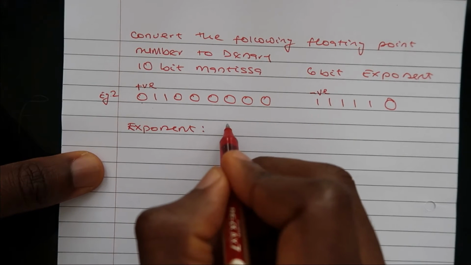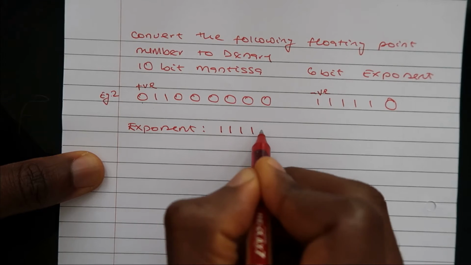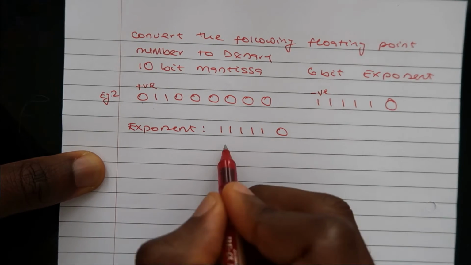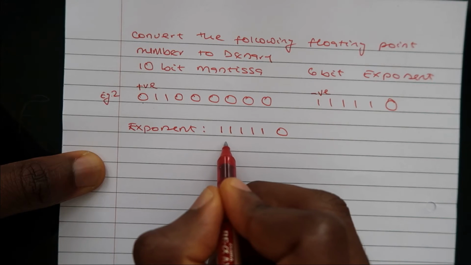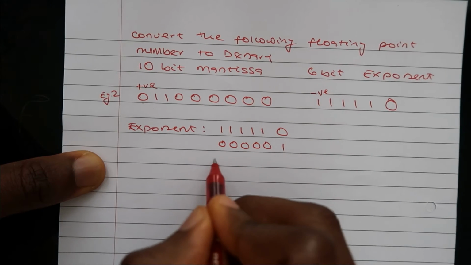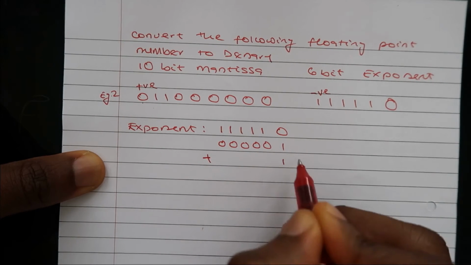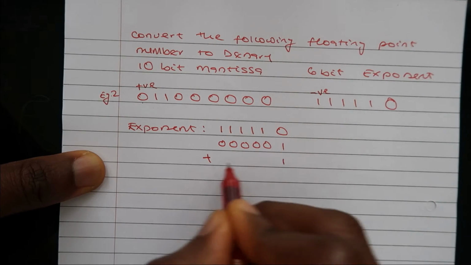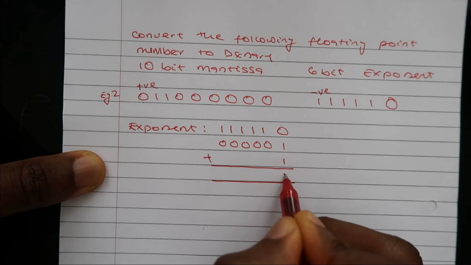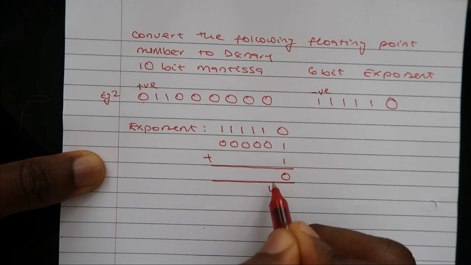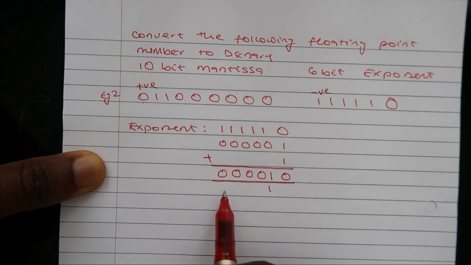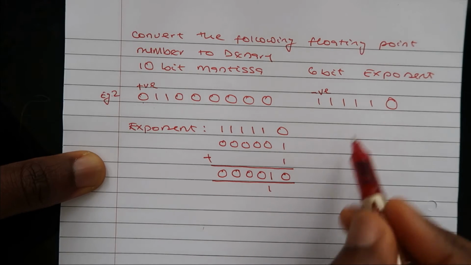To do that, I'll flip the zeros to 1 and the 1's to 0. So I'll have 0, 0, 0, 0, 0, 1, and then I'll add 1. So currently it's in this 1's complement form. And if I add 1, I'll have 0 carry 1. 0 plus 1 is 1. So there's nothing else for me to add there. This is the value in its 2's complement form now.